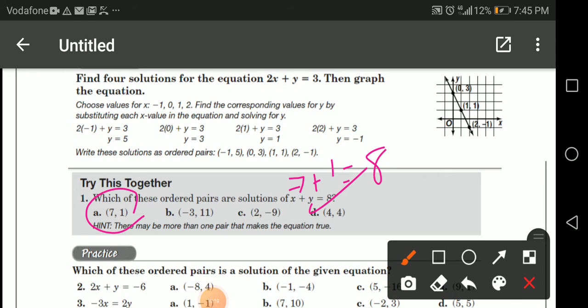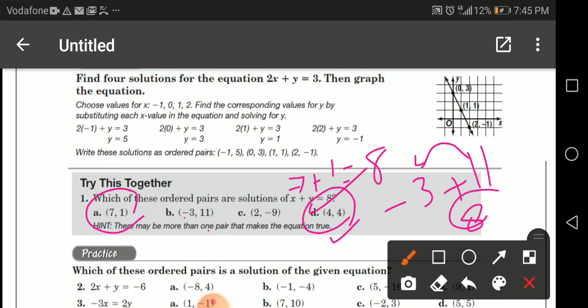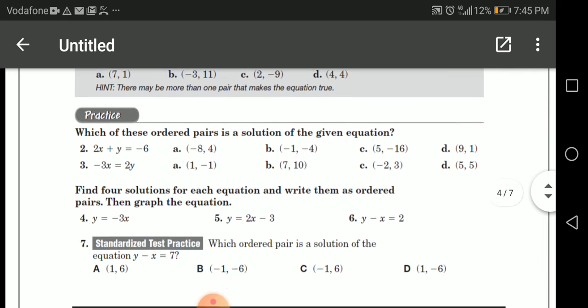Also, this is okay. And we said this is okay. What about this? Negative 3 plus 11. Negative 3 plus 11, 11 minus 3 gives me 8. And this will be right. But if I say here for C, sorry, 2 minus 9, this will give me negative 7. So this is not a solution, but the other three are right.